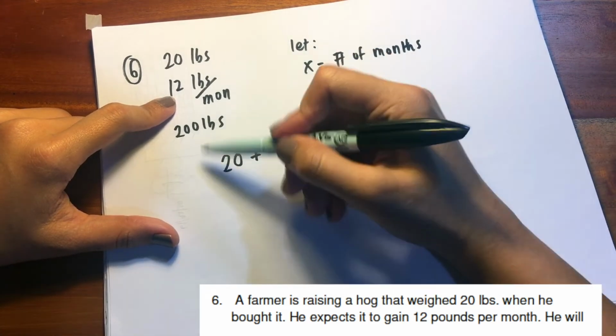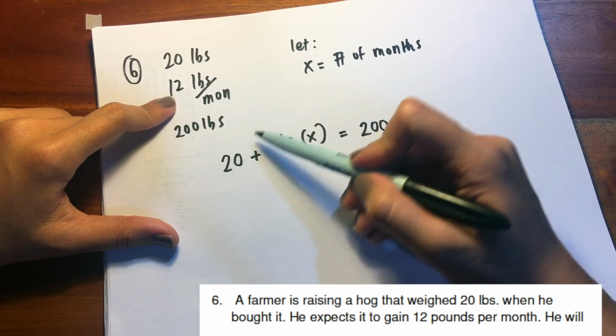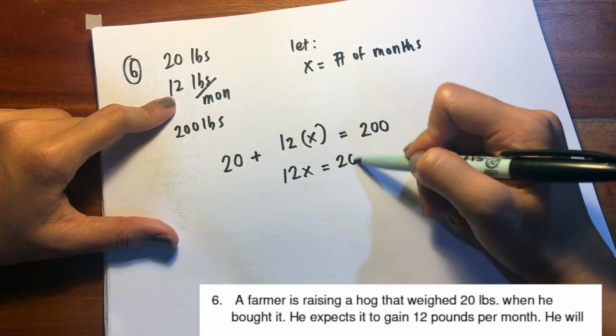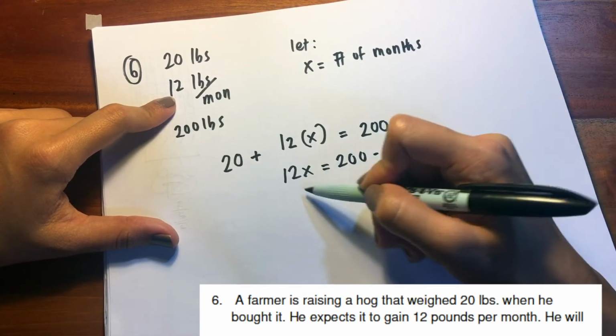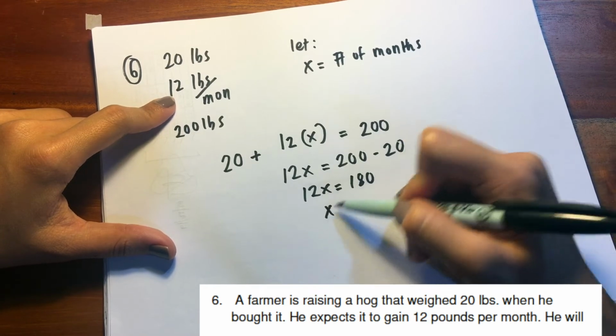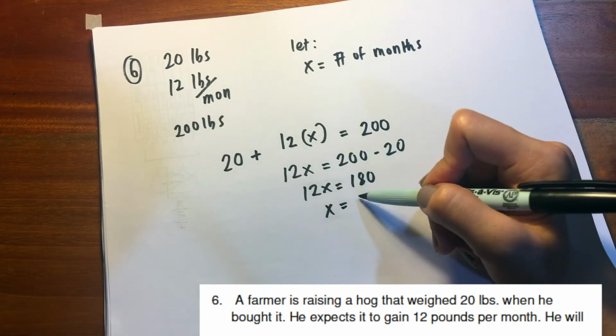First, let's subtract 20 from both sides. So if I subtract 20 from here, they will cancel out. So you're left with 12x is equal to 200 minus 20. 12x is equal to 180. X is therefore equal to 15.